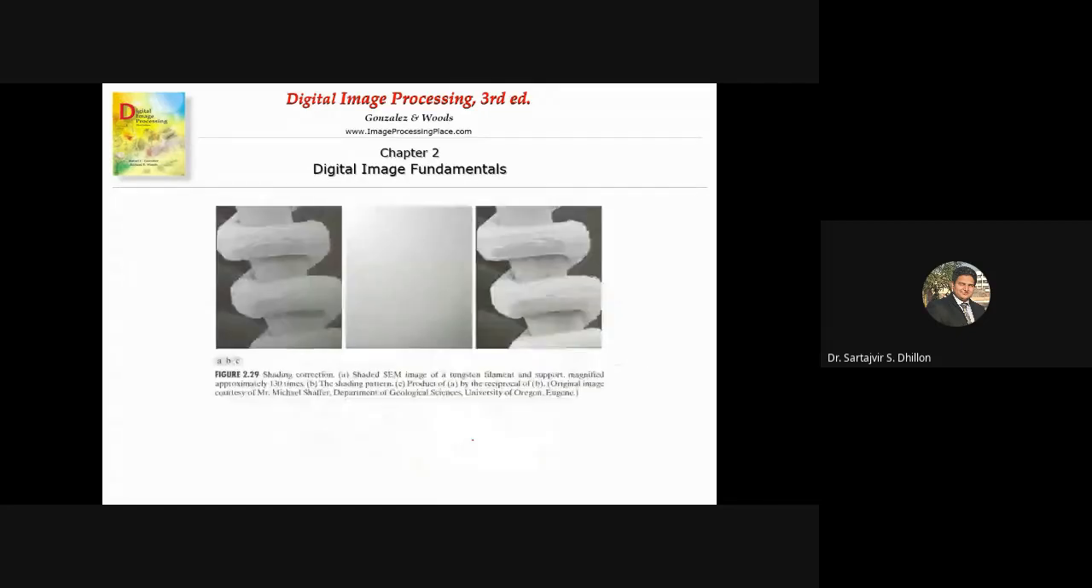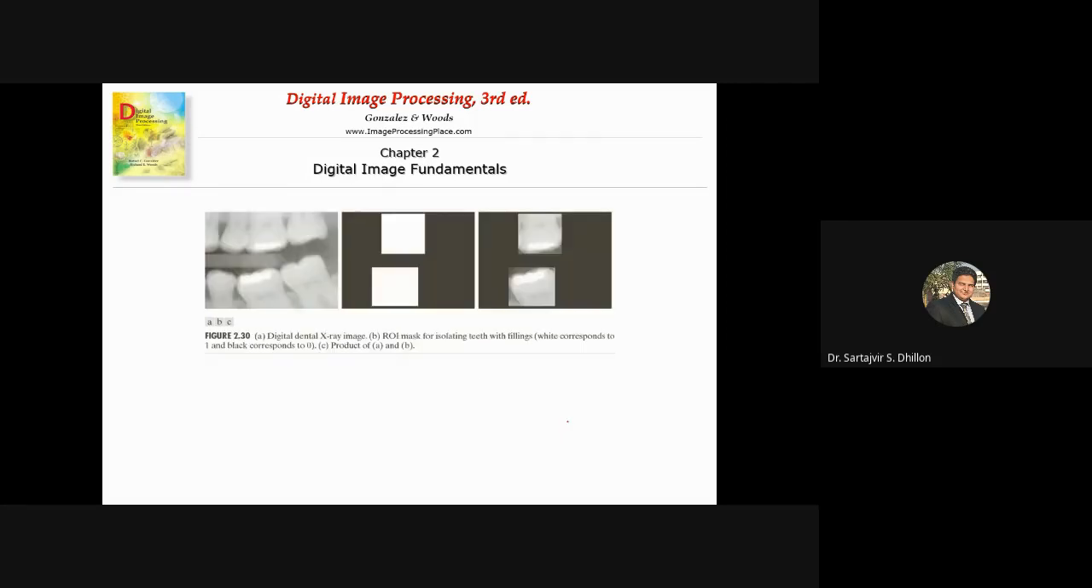And this is an example of a scanning electron microscope image of a tungsten filament, where figure A is multiplied with figure B, and then we will get figure 3. This is an example of a product.